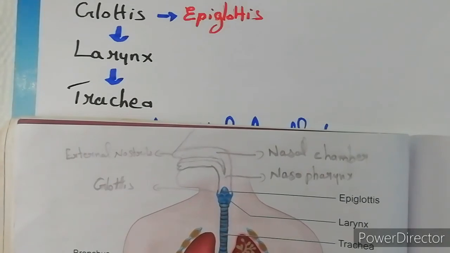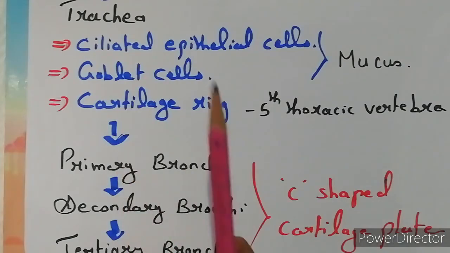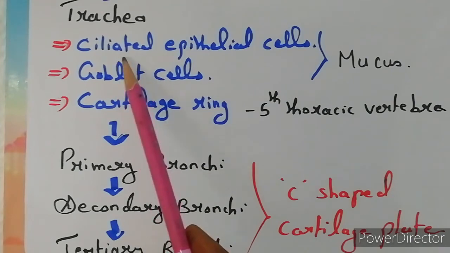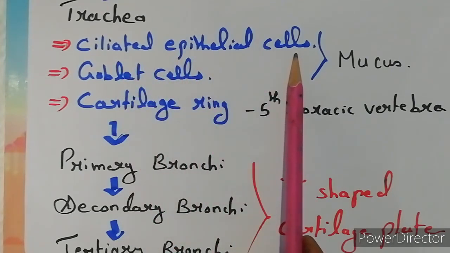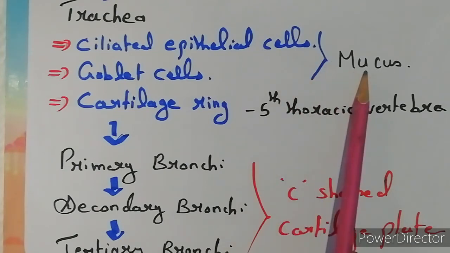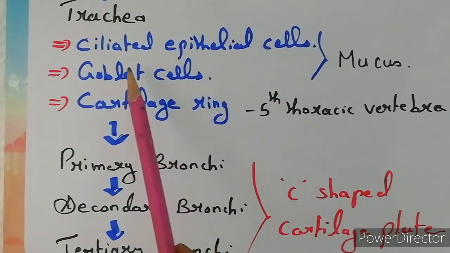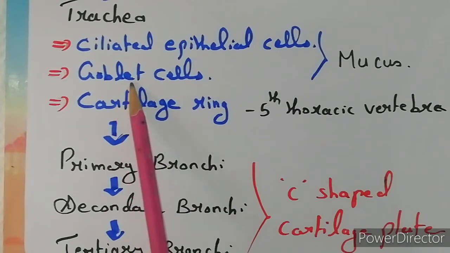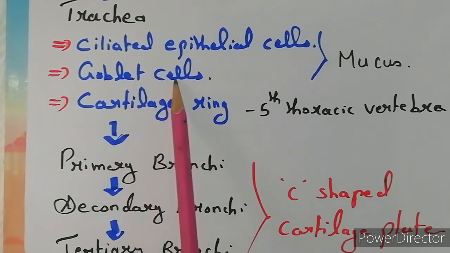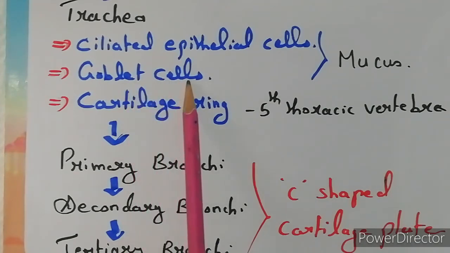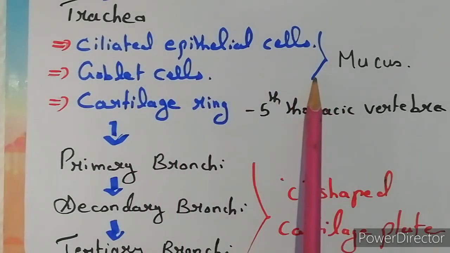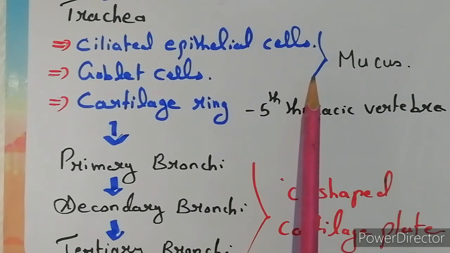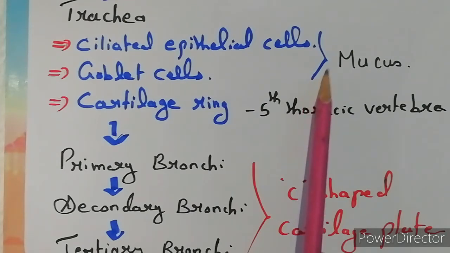The trachea is leading to what regions? Listen. The wall of the trachea consists of ciliated epithelial cells, and its role is to produce mucus. Then the mucus layer of the tracheal wall consists of cells known as goblet cells. About goblet cells we already discussed. These goblet cells also produce mucus. So when any foreign particles come through the respiratory path, this mucus will expel the foreign particles.